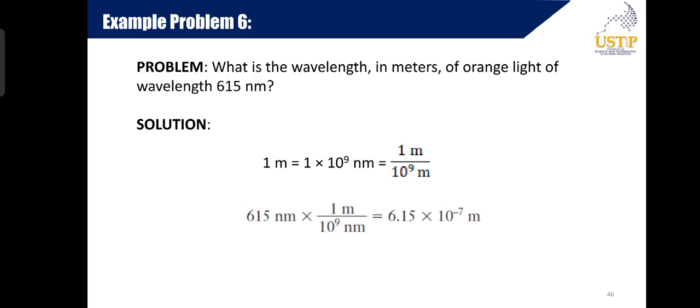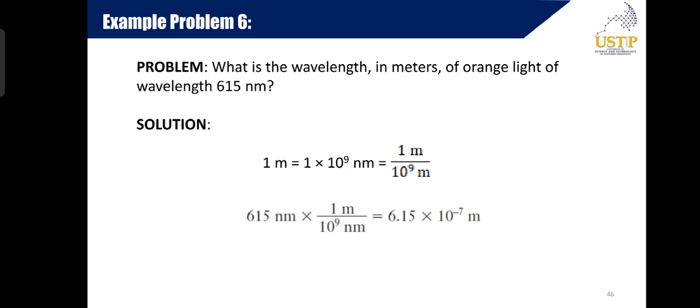So what is the wavelength in meters of an orange light with a wavelength of 615 nanometers? From nanometer, we want the result to be expressed in meter. So using the canceling out, the factor label method, 615 nanometer by 1 meter over 10 to the power of 9 nanometer, cancel out nanometer, is now equivalent to 6.15 times 10 to the power of negative 7 meter.